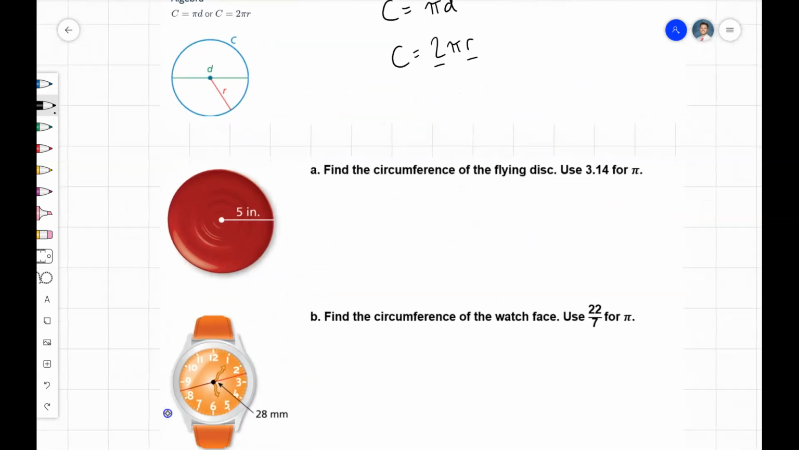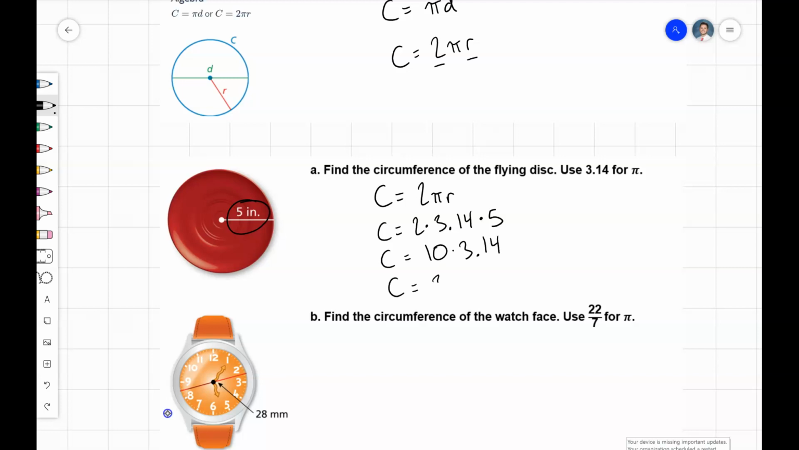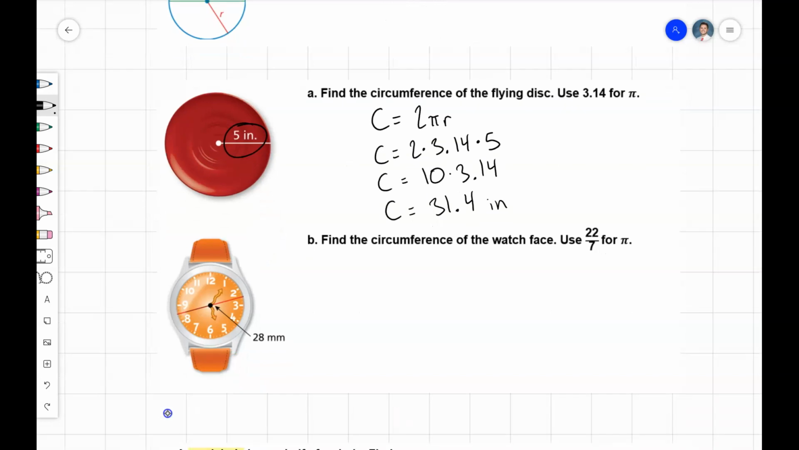Let's look at this first example. Find the circumference of the flying disk. Use 3.14 for pi. Here we're given the radius, so we can do C is equal to 2 times pi times r, and we're going to use 3.14 for pi. Our radius over here is 5. So we've got 2 times 3.14 times 5. We know that 2 times 5 is 10. So now we have 10 times 3.14, which would give us a circumference of about 31.4 inches.